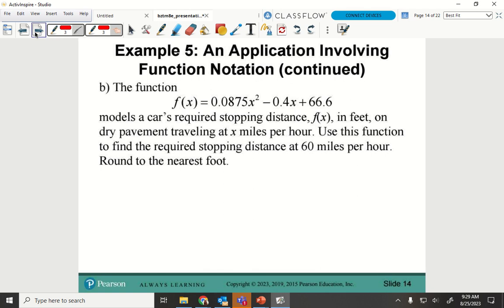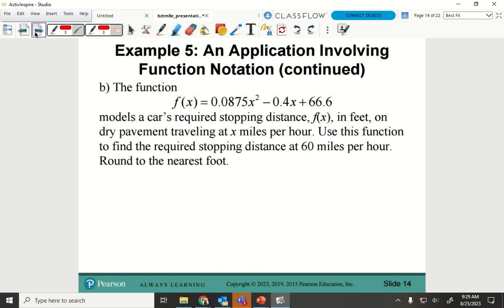Anyway, the function right here models a car's required stopping distance, f of x in feet on dry pavement, traveling at x miles per hour. Use this function to find the required stopping distance at 60 miles per hour. Round to the nearest foot. That means to the whole number.